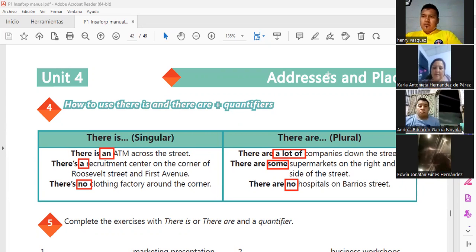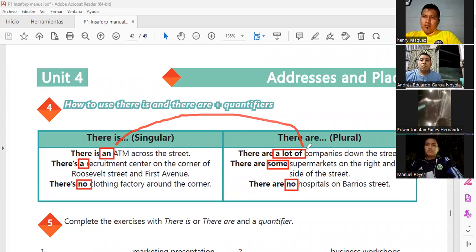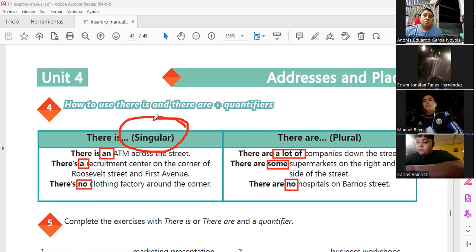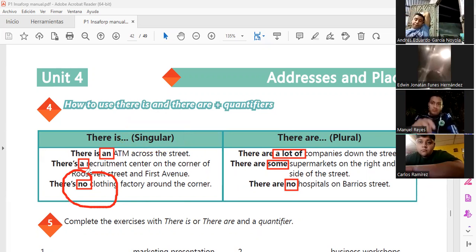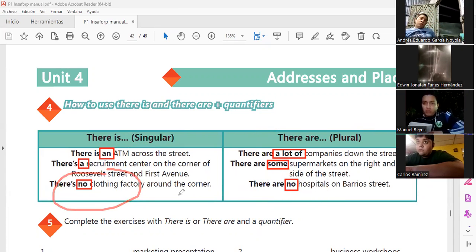Quantity. All right? So look at this. An, a. Henry, can I use a and an in plural? No, singular. Oh, excellent. A and an is only for singular. No plural. Okay? Manuel, can I use no in singular and in plural? In both? Singular and plural. Yes, we can use no.